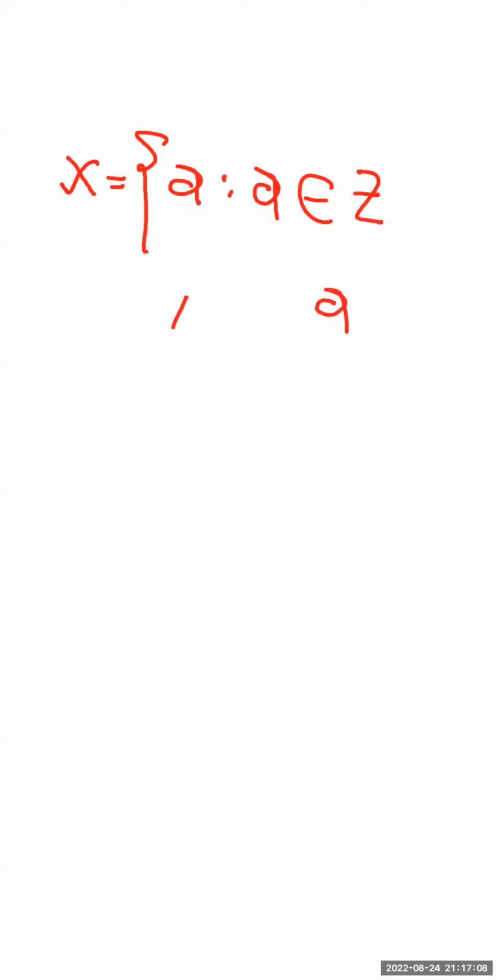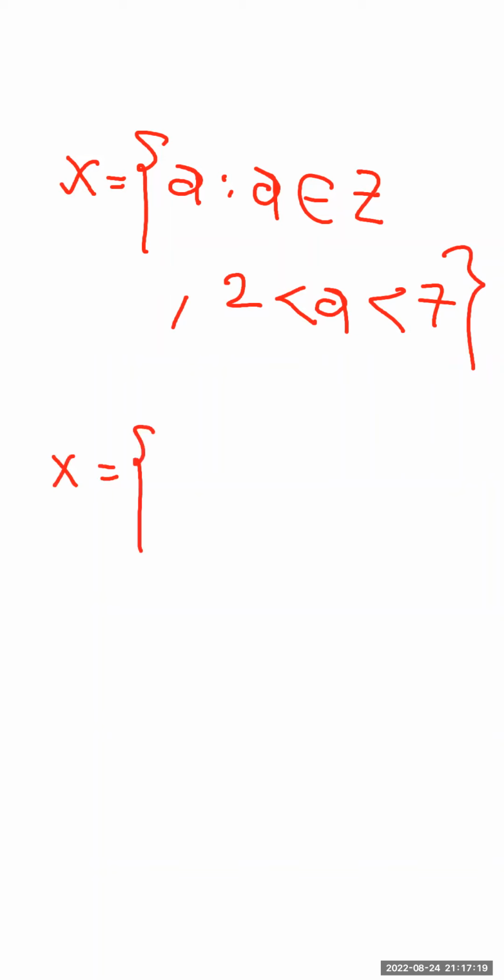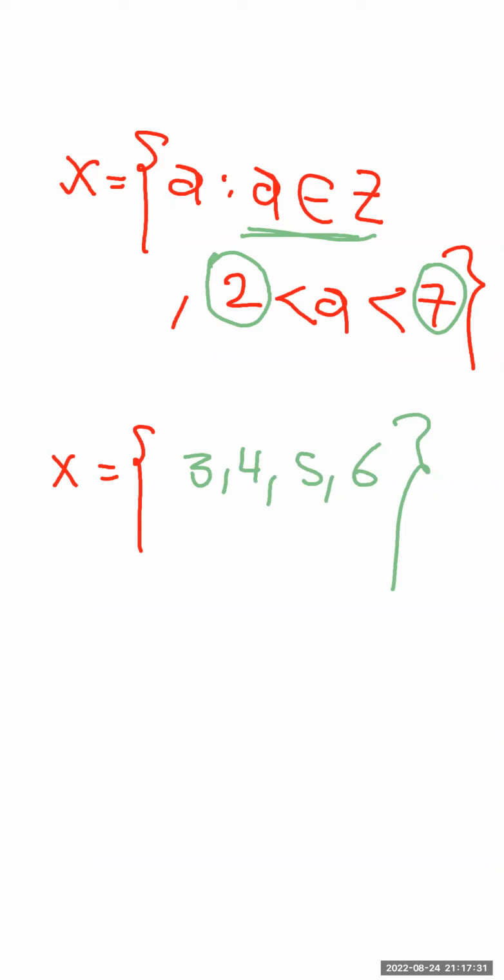we can say that the set X equals the set of A, where A belongs to integers, and A greater than 2 and smaller than 7. So this simply means that X equals the set of integers greater than 2, less than 7. So this means 3, 4, 5, 6. That's it. Why did I start from 3? Because it's given that it's greater than 2.